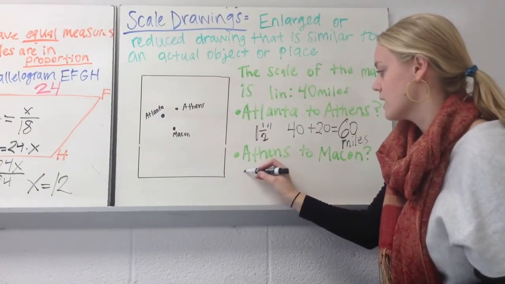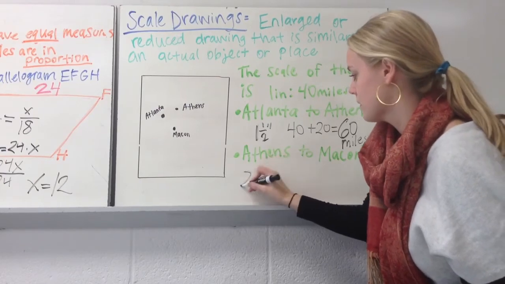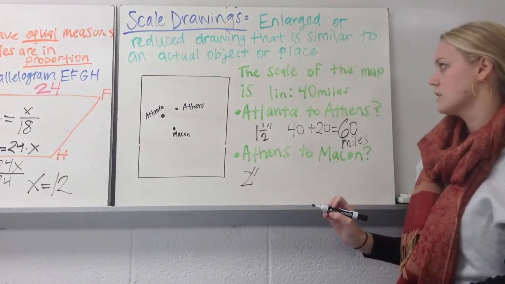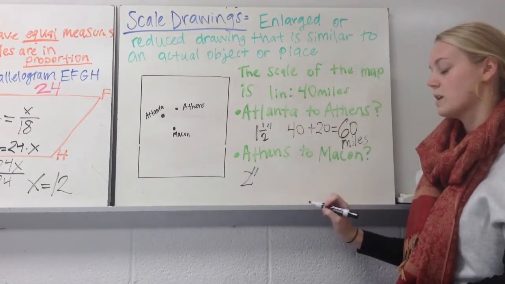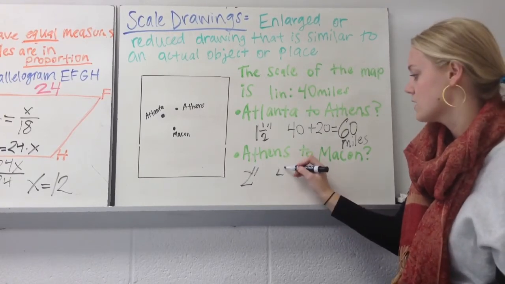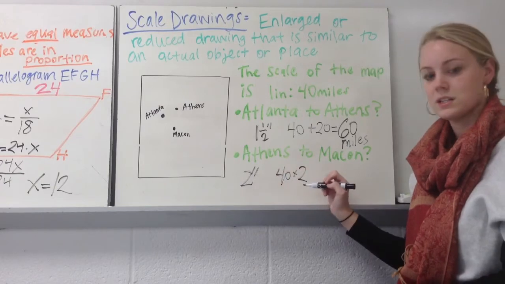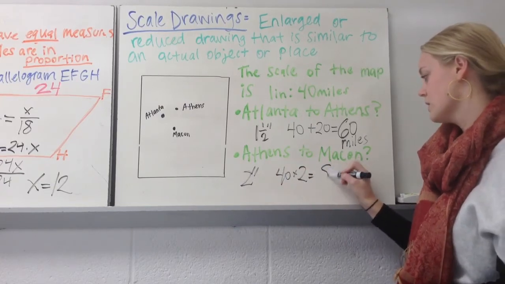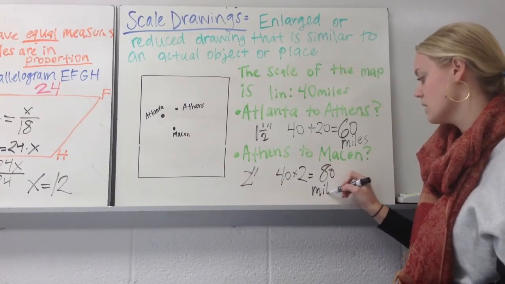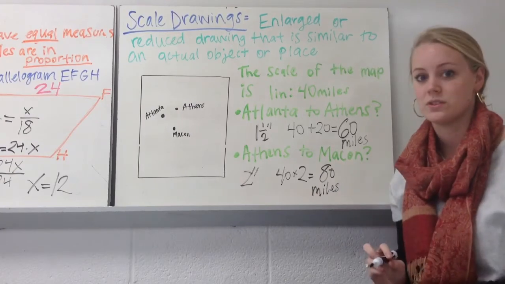So if you go 2 inches, for every 1 inch, you go 40 miles. So then that's 40 miles times 2, because you're going 2 inches. And 40 times 2 is 80, so in person, you would be going 80 miles.